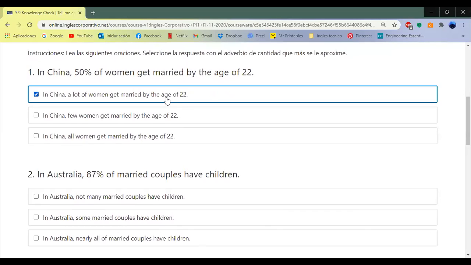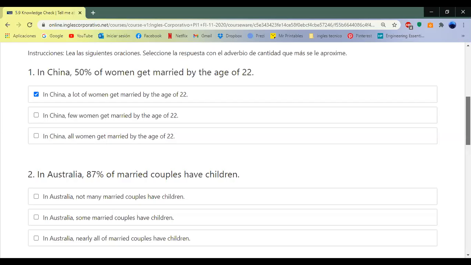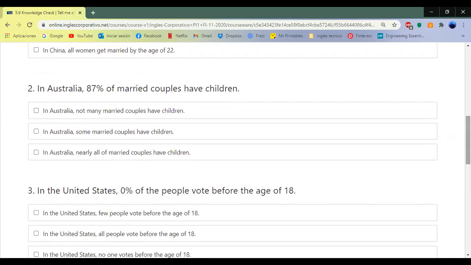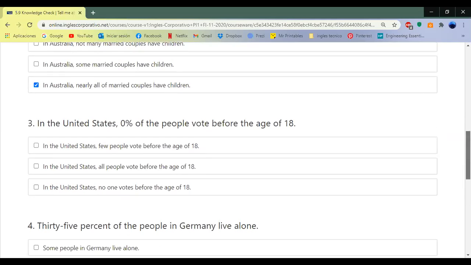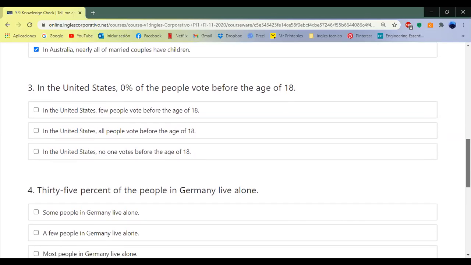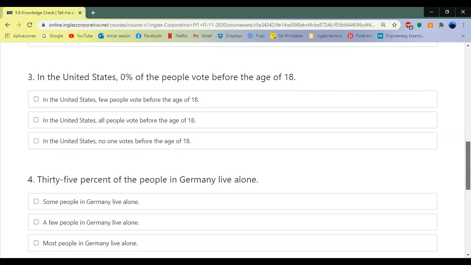The first one? Yes. A lot of women get married by the age of 22? Yes. Okay, let's continue. Then we have, in Australia, 80% of married couples have children. The last one? Yes. Can you read it, please? In Australia, nearly 80% of married couples have children. Thank you. Then we have, in the United States, 0% of the people vote before the age of 18.